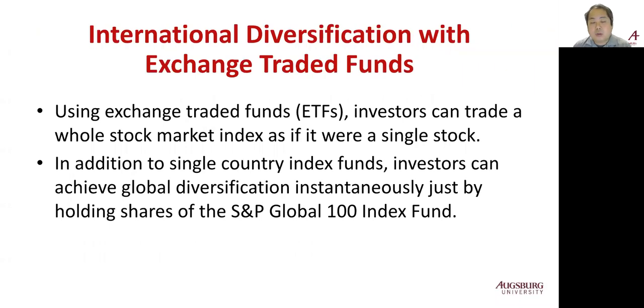What about ETFs? You can also use an exchange traded fund, which is also called an ETF, to diversify internationally. With ETFs, you can have single-country index funds. Also, investors can achieve global diversification just by holding a share of the S&P Global 100 index fund. So you can hold the S&P Global 100, which is another ETF, to achieve this goal. You don't have to buy several ETFs.